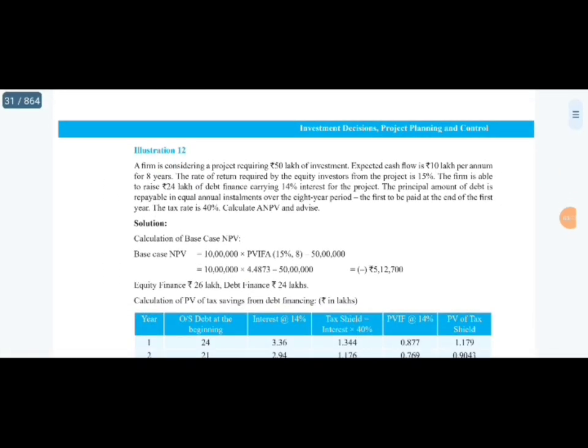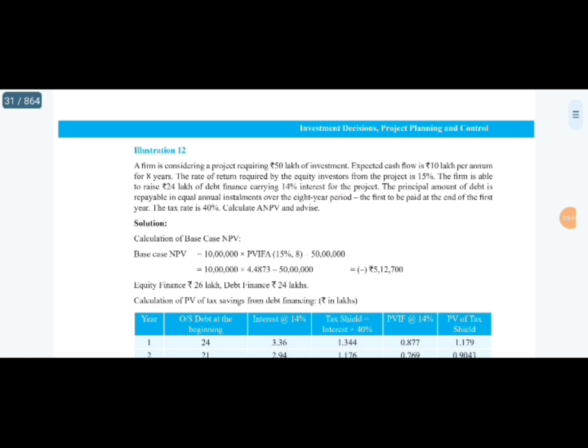A firm is considering a project requiring 50 lakh of investment. So the cost of investment amount is 50 lakh. Expected cash flow is 10 lakh per annum for 8 years. So for 8 years, they are receiving uniform cash inflow of 10 lakh per annum. The rate of return required by the equity investor from the project is 15%.